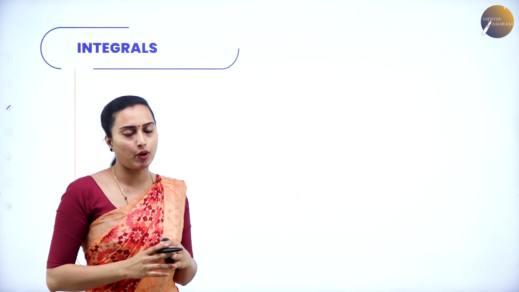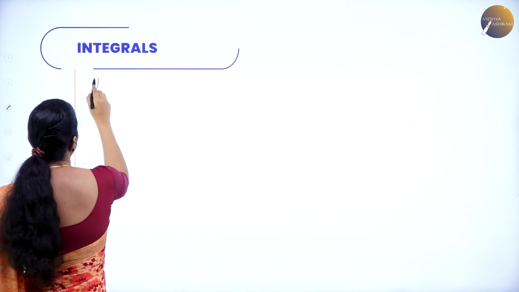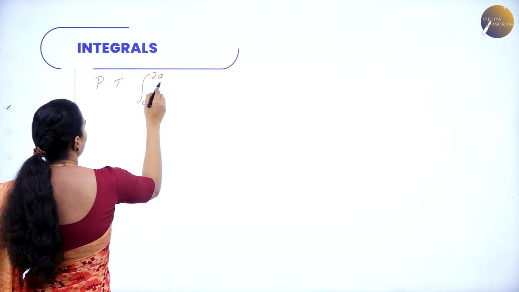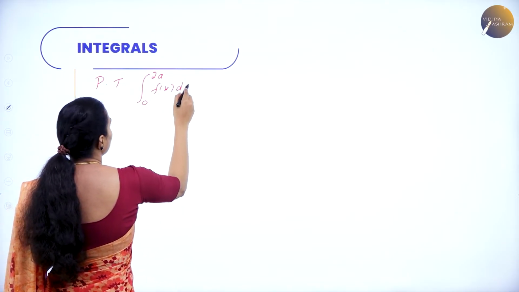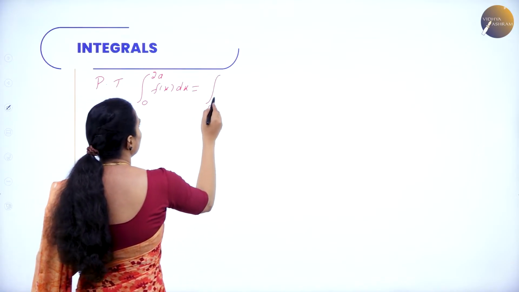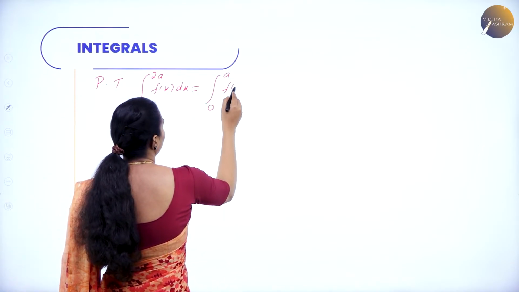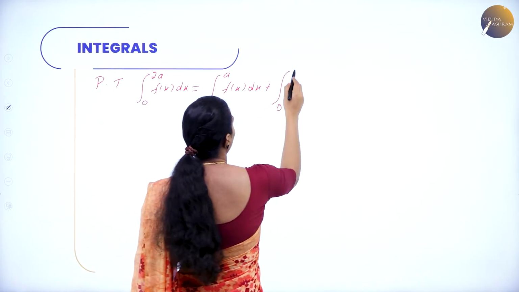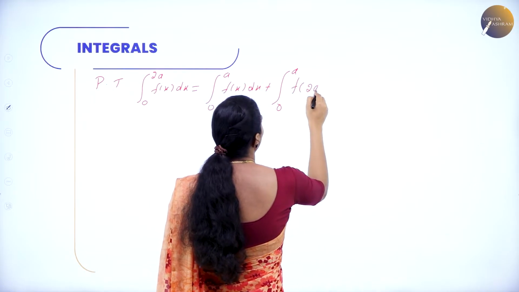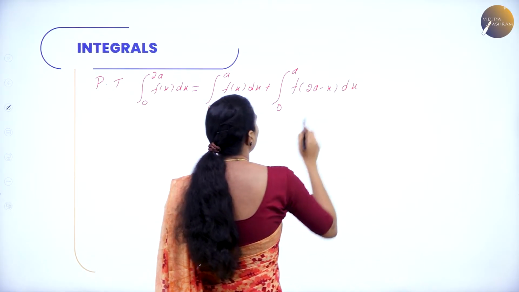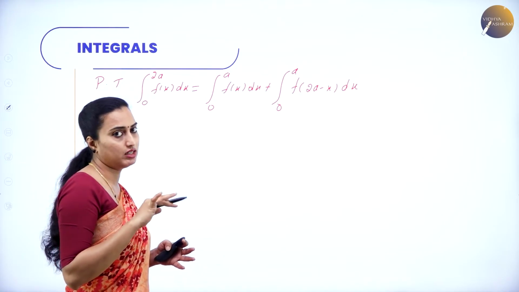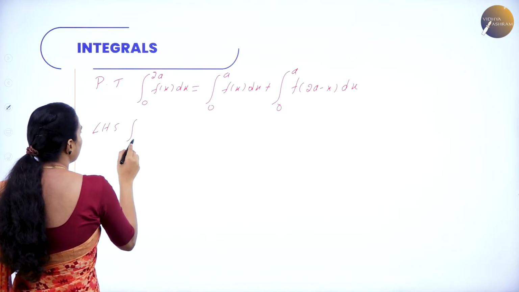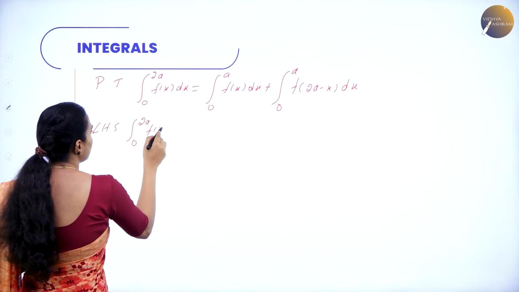Okay, let us prove the next property. What is the next property? It says: prove that integral 0 to 2a f of x dx is equal to integral 0 to a f of x dx plus integral 0 to a f of 2a minus x dx. I am taking the left hand side, then proving the right hand side. So the left hand side is 0 to 2a f of x dx.